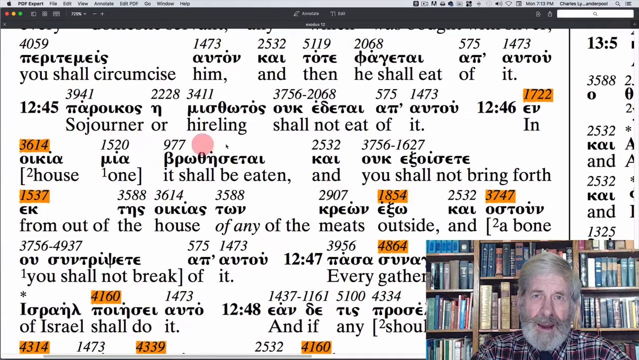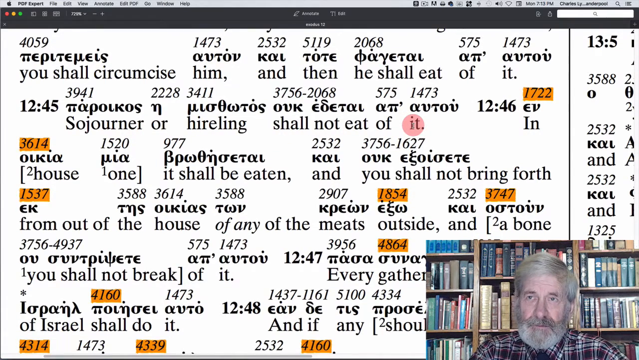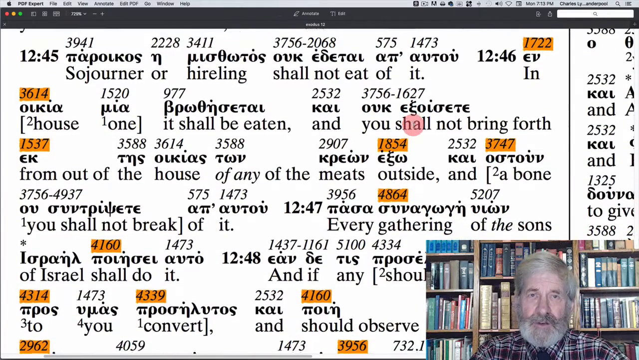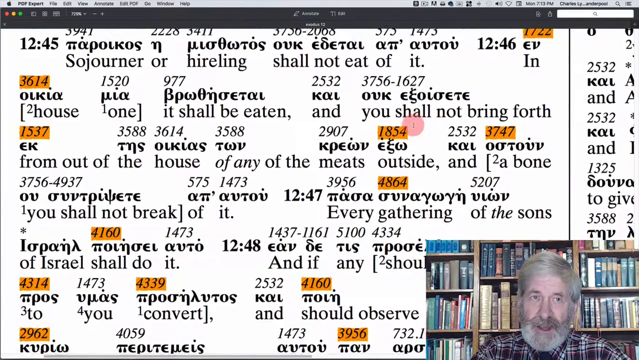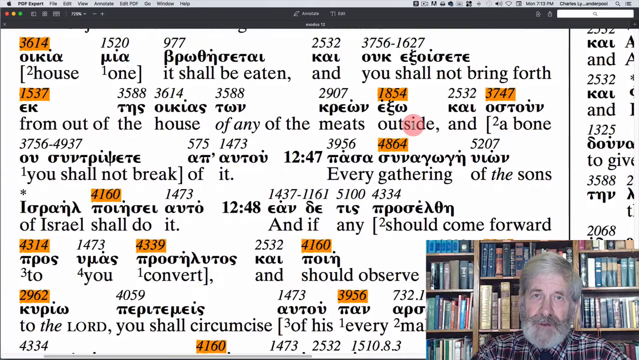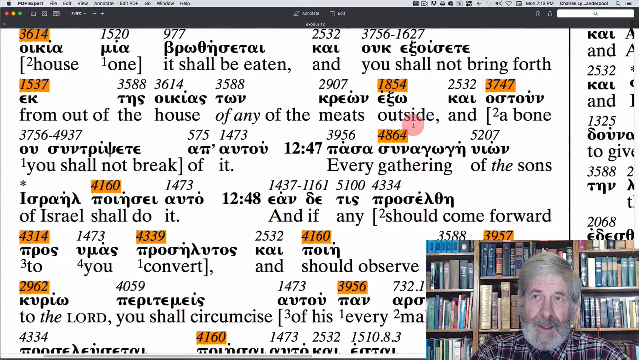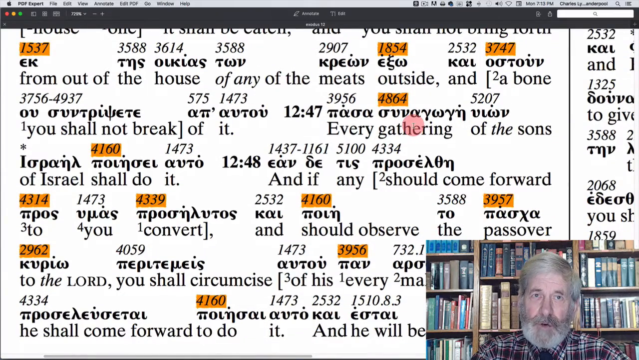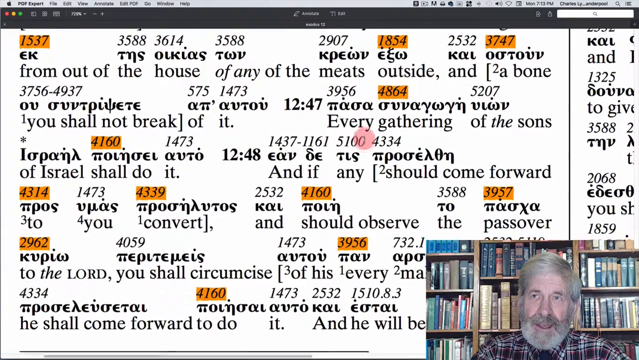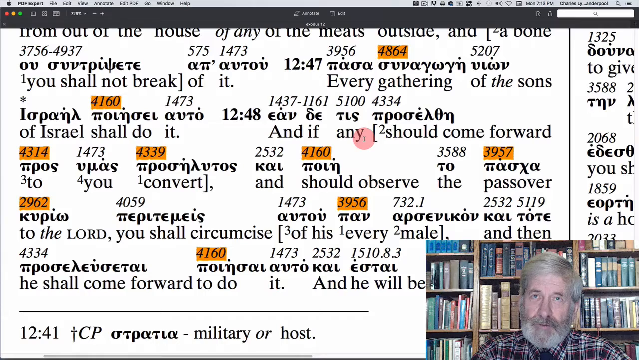Sojourner or hireling shall not eat of it, that is not circumcised. In one house it shall be eaten, and you shall not bring forth from out of the house any of the meats outside, and you shall not break a bone of it. So they would have to wait until the morning, and every gathering of the sons of Israel shall do it.